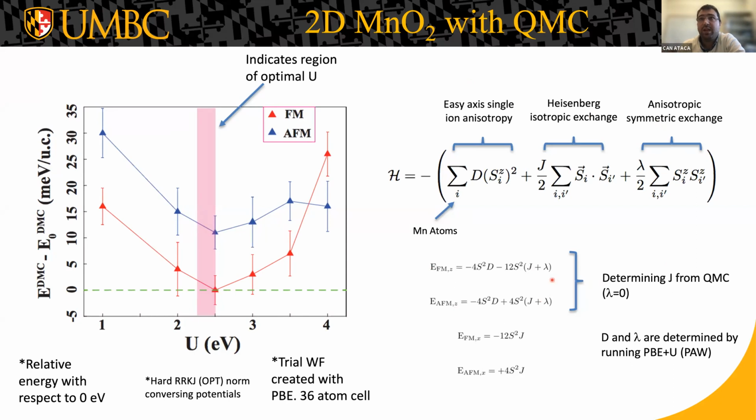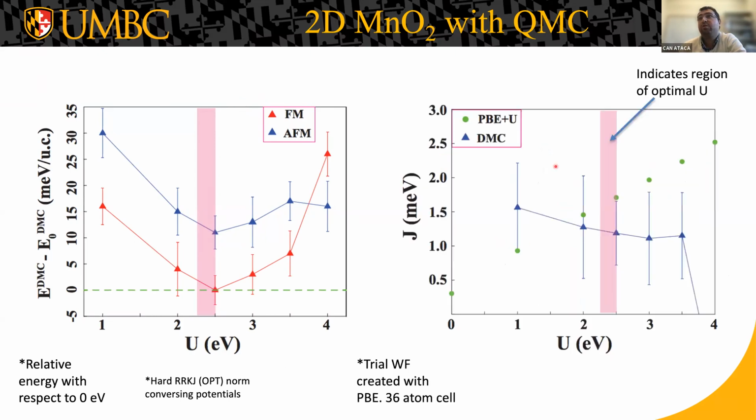So we have 4 cases here. Either the manganese atoms are coupled ferromagnetically or antiferromagnetically, and we focus on the easy axis of magnetization either in the z-axis, which is perpendicular to the two-dimensional material, or in plane, which we can take as x here. We determined the J parameter using quantum Monte Carlo, and what we are seeing right now is that we have a plateau on the J parameter with the QMC.